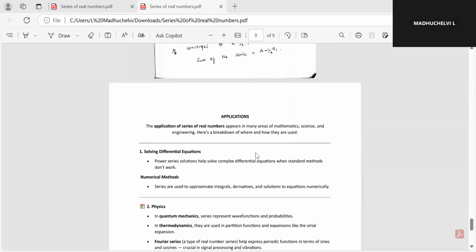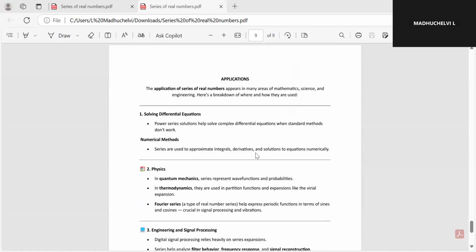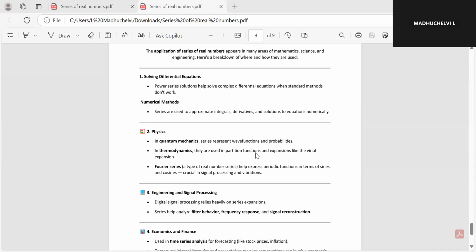Then let us see the applications of series. The application of series of real numbers appears in many areas of mathematics, science, and engineering. Let us see the areas. First one, solving differential equations: power series solutions help solve complex differential equations when standard methods don't work. Numerical methods: series are used to approximate integrals, derivatives, and solutions to equations numerically.